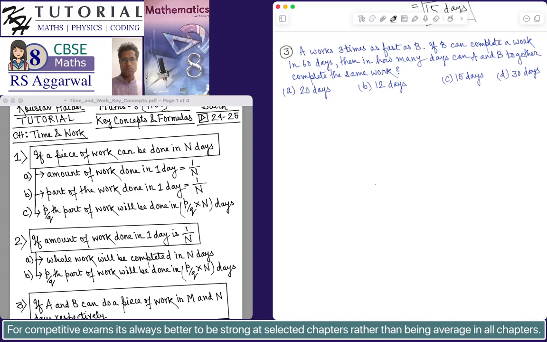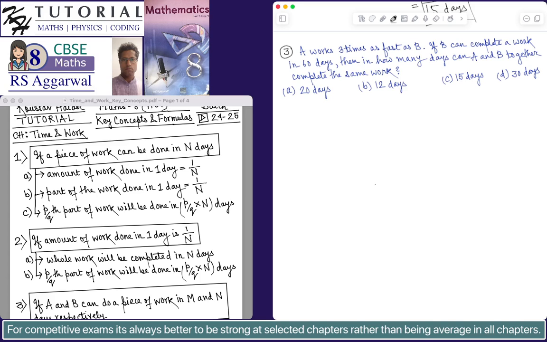Yes, it is given, but only for B. It is given that B can complete a work in 60 days, and the number of days in which A can complete the work is given indirectly by saying that A works 3 times as fast as B. Now, what does it mean that A works 3 times as fast as B?